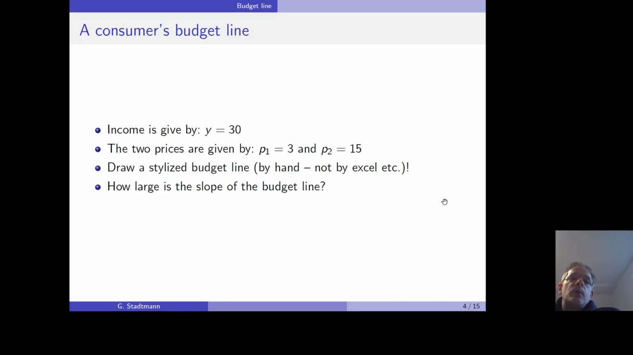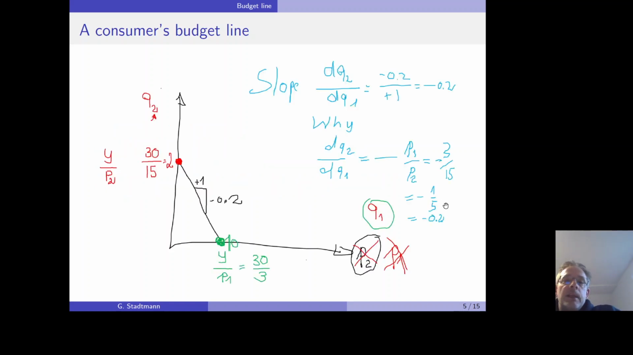The second task was as follows: we wanted to draw a budget line for one consumer. The income was given as $30, the price of the first good was equal to $3, and the price of the second good was equal to $15. We should draw a stylized budget line by hand, not by Excel. And then we should answer the question, how large is the slope of the budget line?